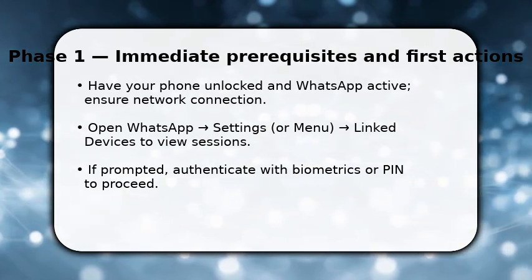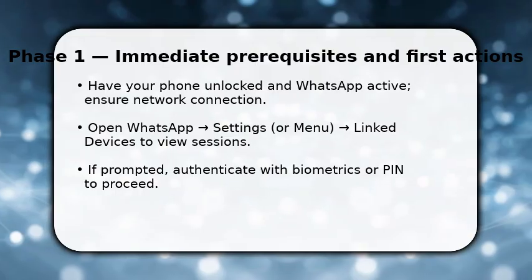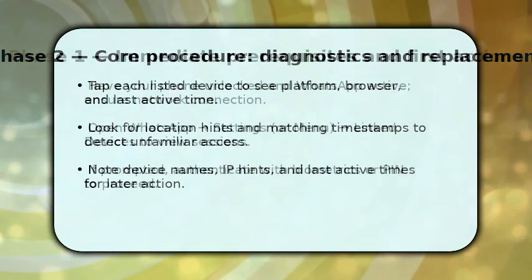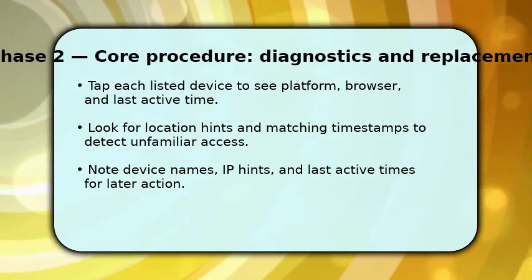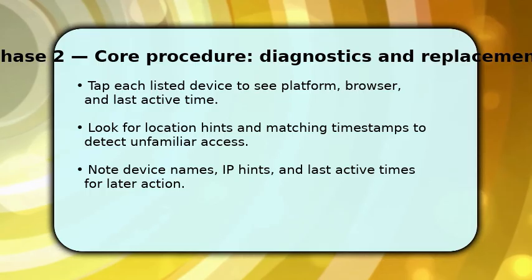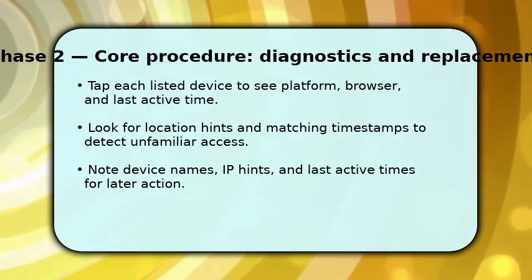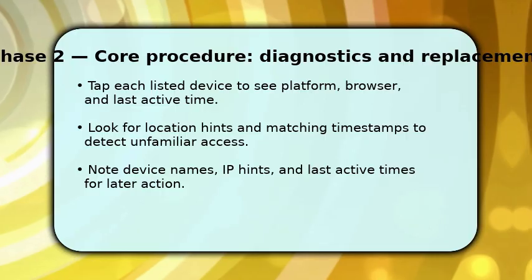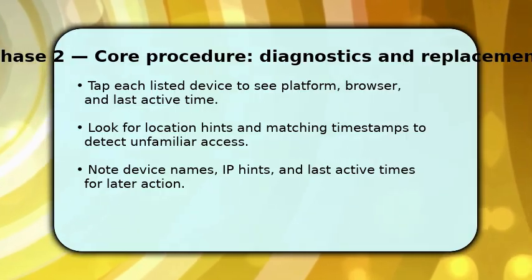Once you see linked devices, tap an entry to reveal details: platform, browser, and the last active time. This tells you how recent that session was. Pay attention to location hints or odd device names. Unfamiliar entries can signal unauthorized access.